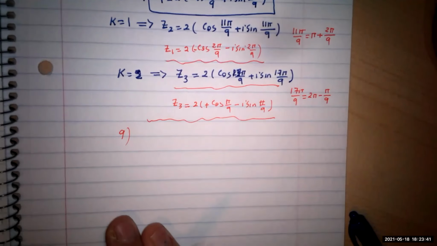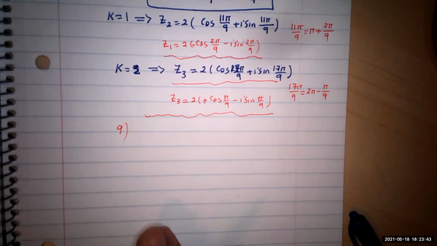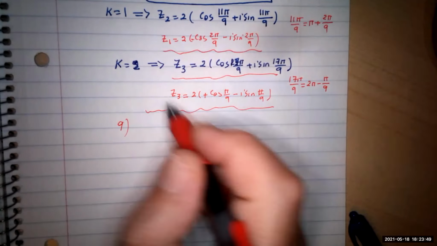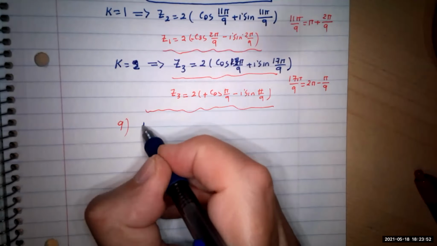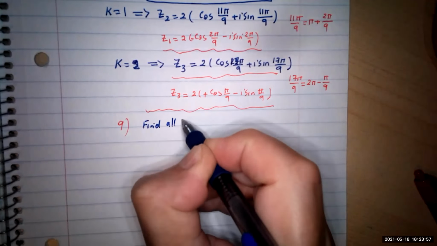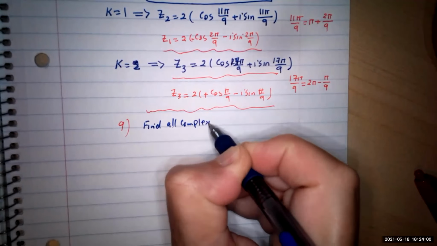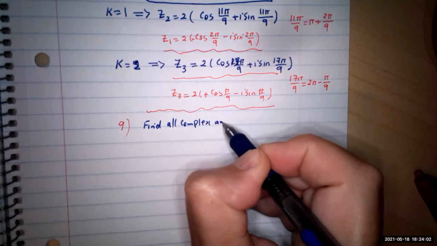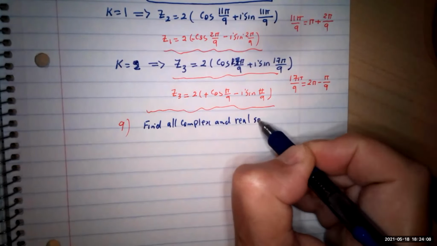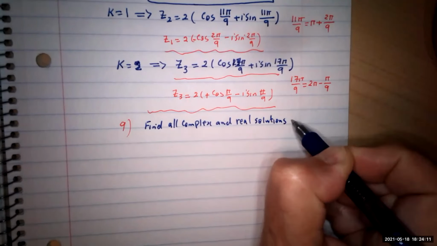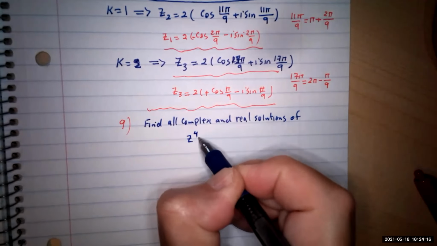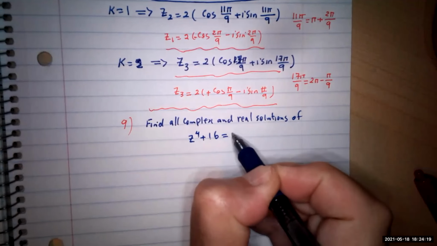So in one question we directly ask for the 5th root. These are going to be the candidates. But in the other question, we ask you to solve the equation. So in this question, they ask you to find all complex and real solutions of this equation. The equation is z to the fourth plus 16 equal to 0.